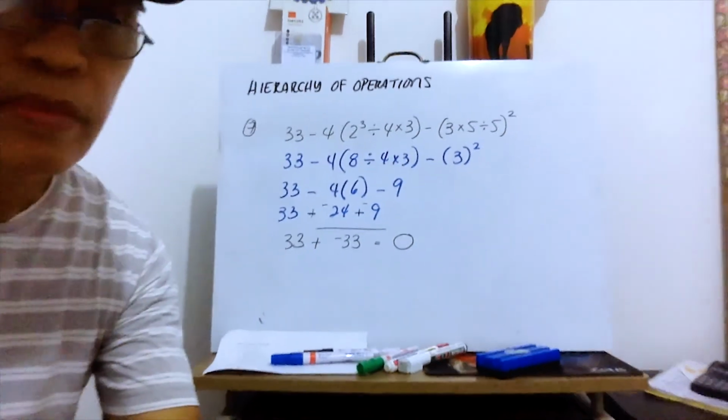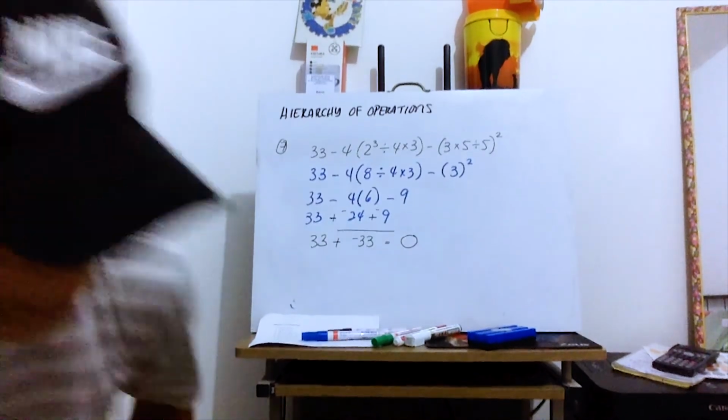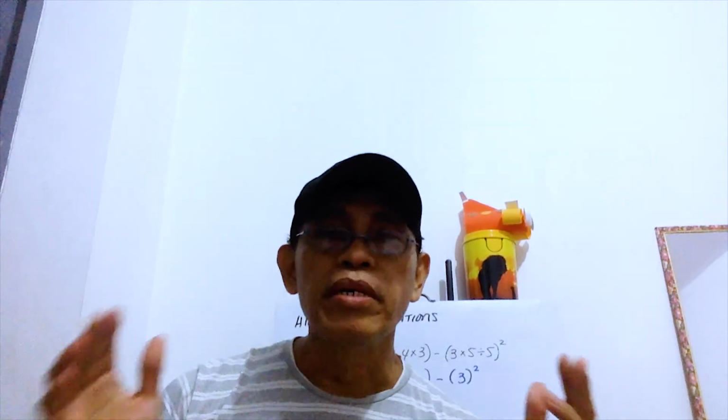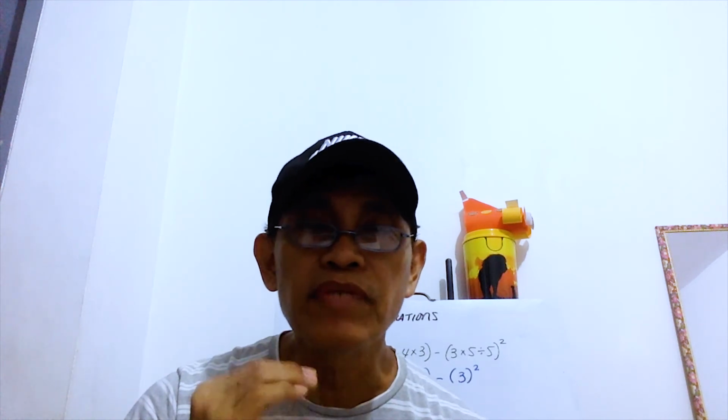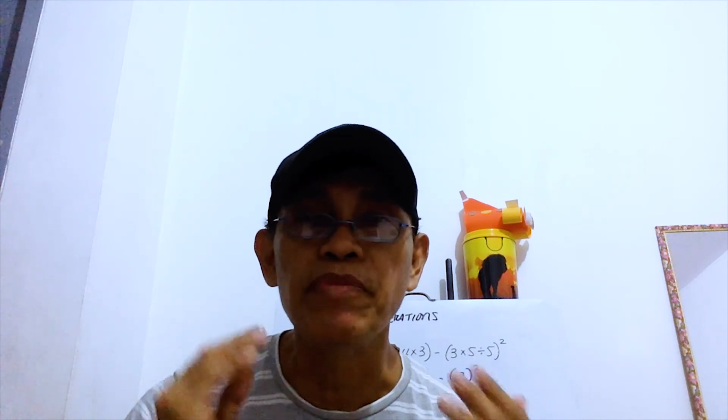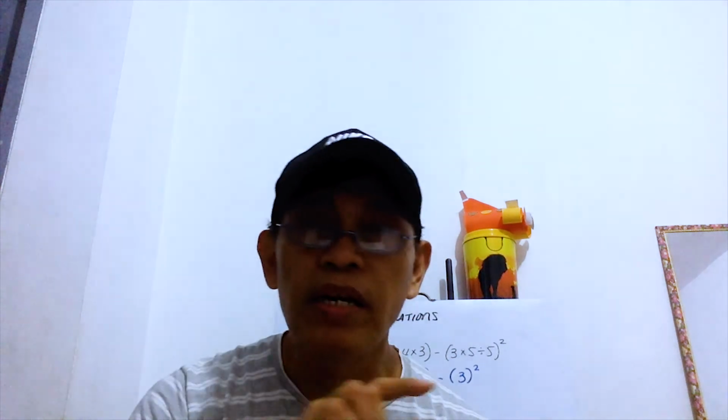Okay. I think we've done enough. So what have we learned today? We learned the hierarchy of operations. Remember, multiplication does not rank higher than division. They are the same rank. And when you solve operations involving both multiplication and division, always start from left to right.